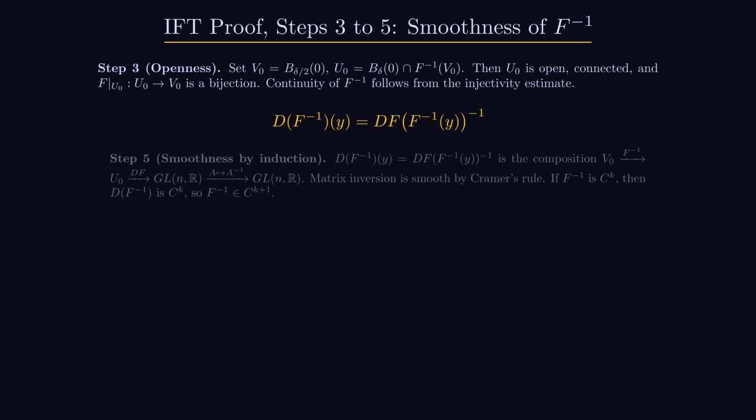If F inverse is Ck, then D of F inverse is a composition of Ck maps with smooth maps, hence Ck, so F inverse is Ck plus 1. Inducting, F inverse is smooth. The inverse function theorem is proved. The contraction argument required to produce the local inverse will reappear in the proof of the implicit function theorem, where the same surjectivity mechanism is used in a higher dimensional setting.